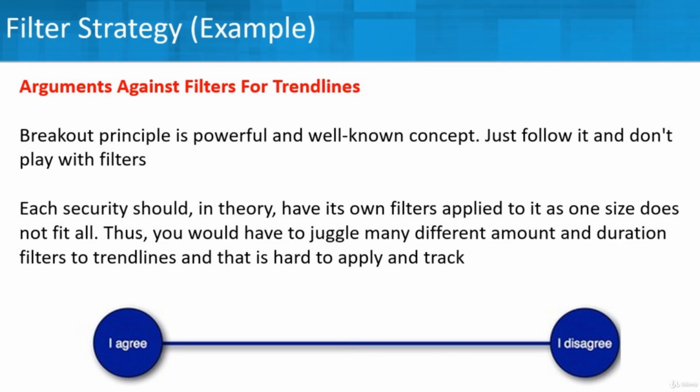Another argument would be that each security should, in theory, have its own filters applied, as one size does not fit all, right? Each security is its own kind of entity. Thus, you'd have to juggle many different amount and duration filters for trend lines to really make it work or be a fair application of it. And that's hard to apply and track, right? If you're tracking, pick a number, 10 different securities, and each one has its own filter, and some are duration filters, and some are percentage filters or time filters, whatever it might be, that's a lot to juggle. It makes it hard to stick to your disciplined predetermined rule. So that's a good argument too as well.